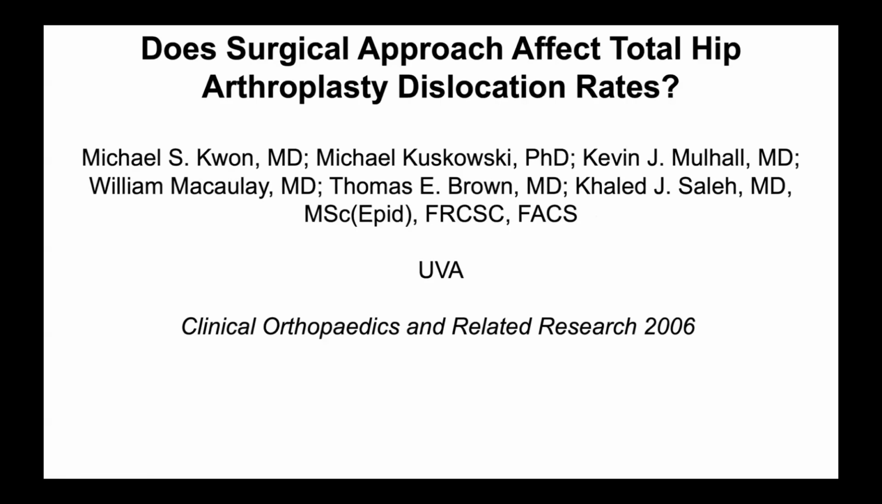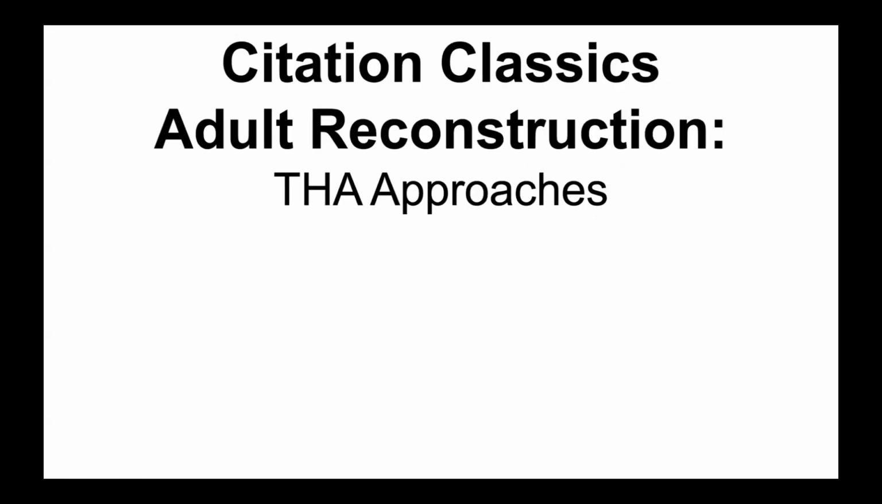We're back with Adult Reconstruction Citation Classics, Episode 2, with a topic that is highly debated and highly discussed, which is approaches for primary total hip arthroplasty, with a focus on direct anterior and posterior approaches. This is something that all orthopedic residents, whether or not they're going into joints, will be asked by family members, friends, patients. What approach does the attending do? What approach do you do? Which approach is better? And it's important that we're familiar with the literature and the complications associated with either approach.